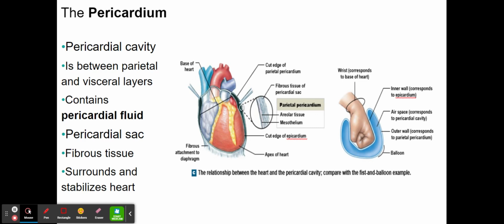This fluid acts as a lubricant, reducing friction between the opposing surfaces as the heart beats. Pathogens can infect the pericardium, producing inflammation and the condition called pericarditis. The inflamed pericardial surfaces rub against one another, making a distinctive scratching sound that can be heard through a stethoscope. The pericardial inflammation also commonly results in increased production of pericardial fluid.